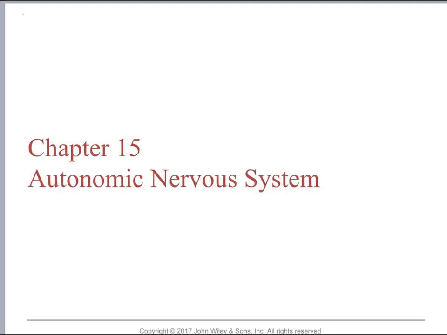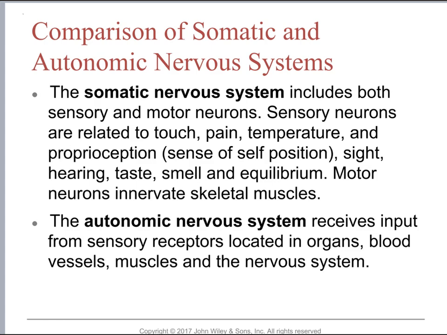Welcome to AP2. For our first lecture, we're going to pick up with Chapter 15, which covers the autonomic nervous system. Now, before we get into too much detail with the autonomic nervous system, we are going to do a comparison, comparing the somatic nervous system, which is where we left off last semester with the neuromuscular junction and action potentials propagating down neurons, and then leading into this division called the autonomic nervous system. So let's start by comparing the somatic and autonomic nervous systems.